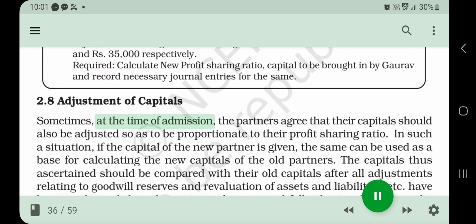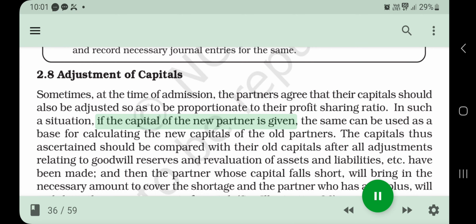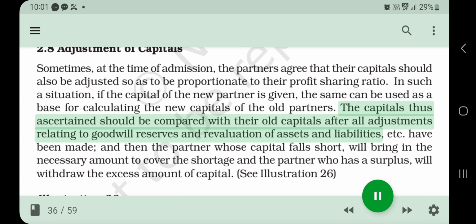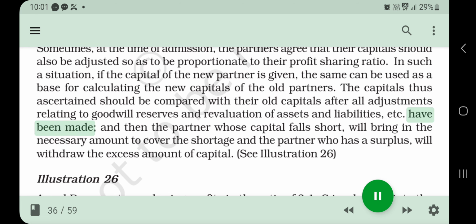2.8 Adjustment of capitals. Sometimes, at the time of admission, the partners agree that their capitals should also be adjusted so as to be proportionate to their profit sharing ratio. In such a situation, if the capital of the new partner is given, the same can be used as a base for calculating the new capitals of the old partners. The capitals thus ascertained should be compared with their old capitals after all adjustments relating to goodwill, reserves and revaluation of assets and liabilities, etc., have been made.